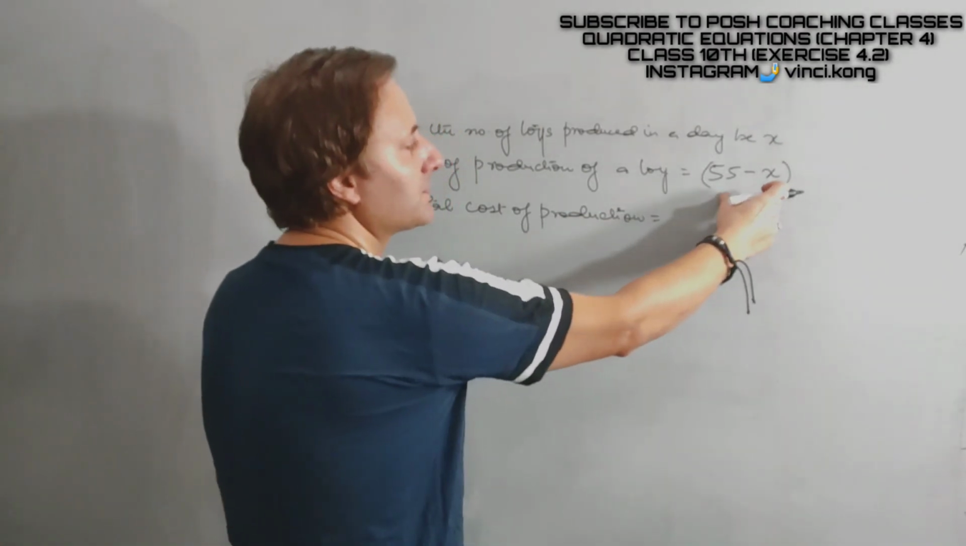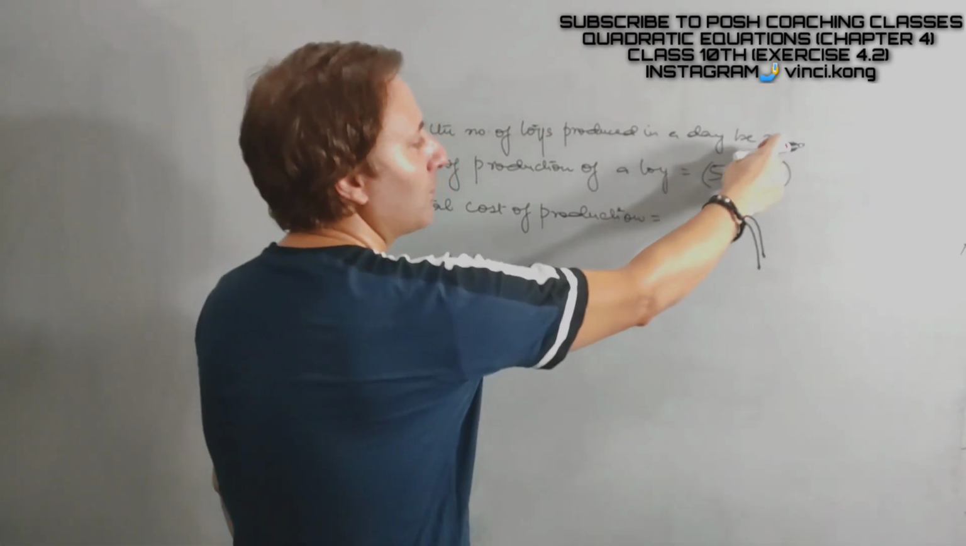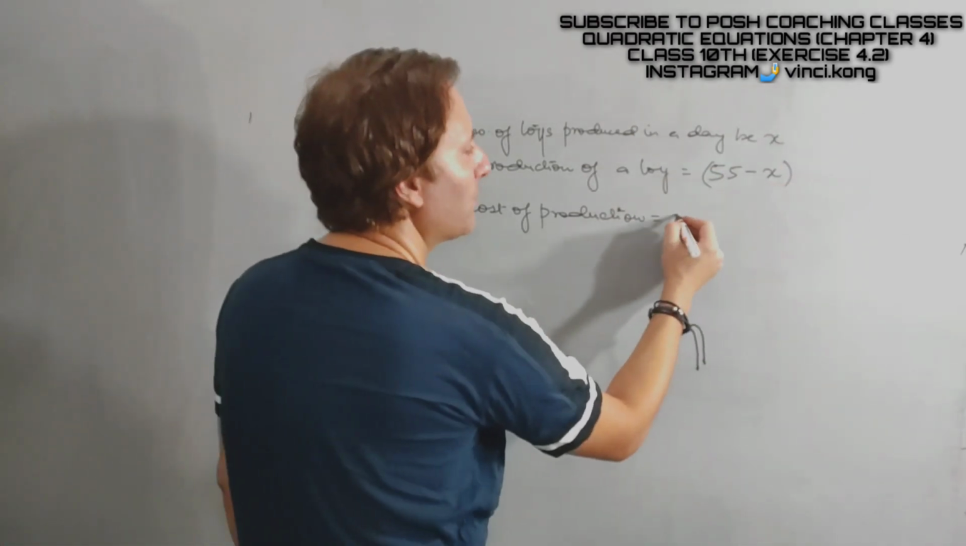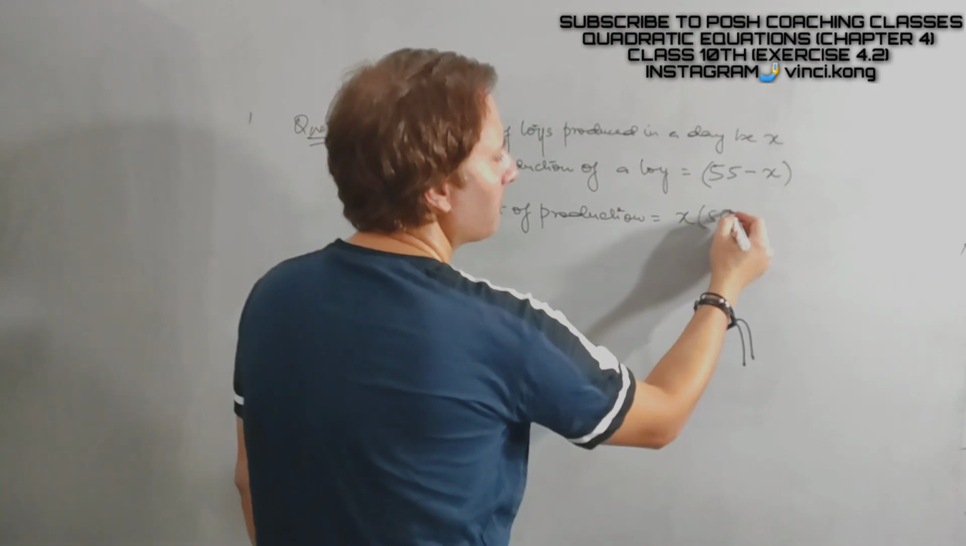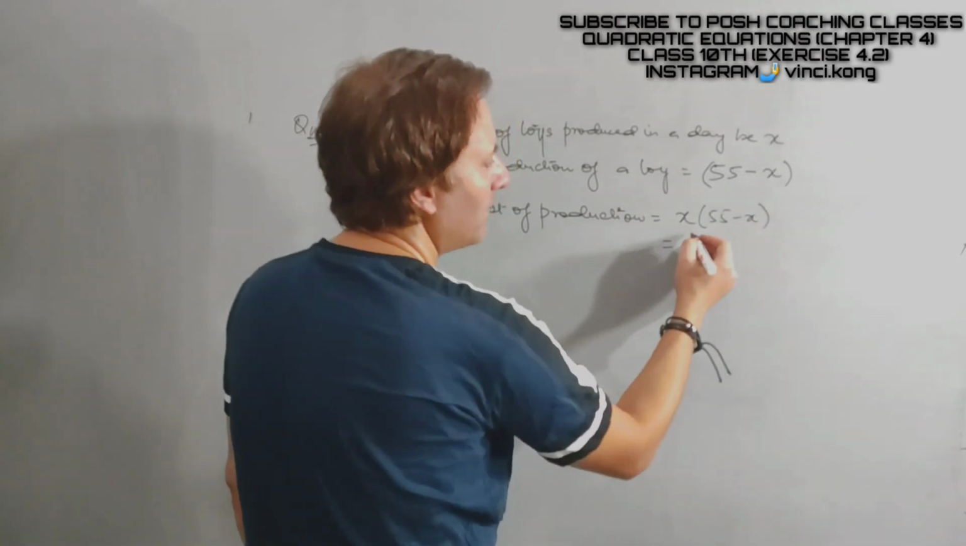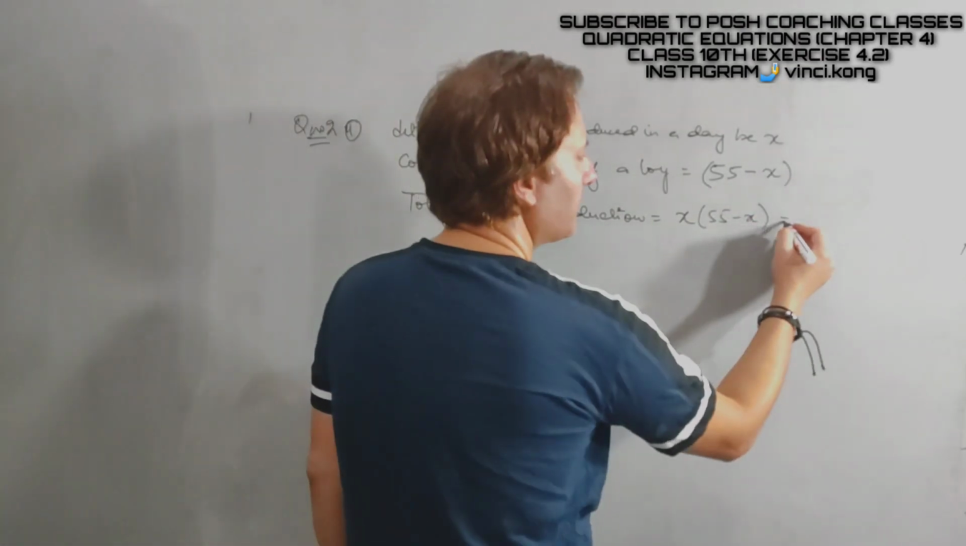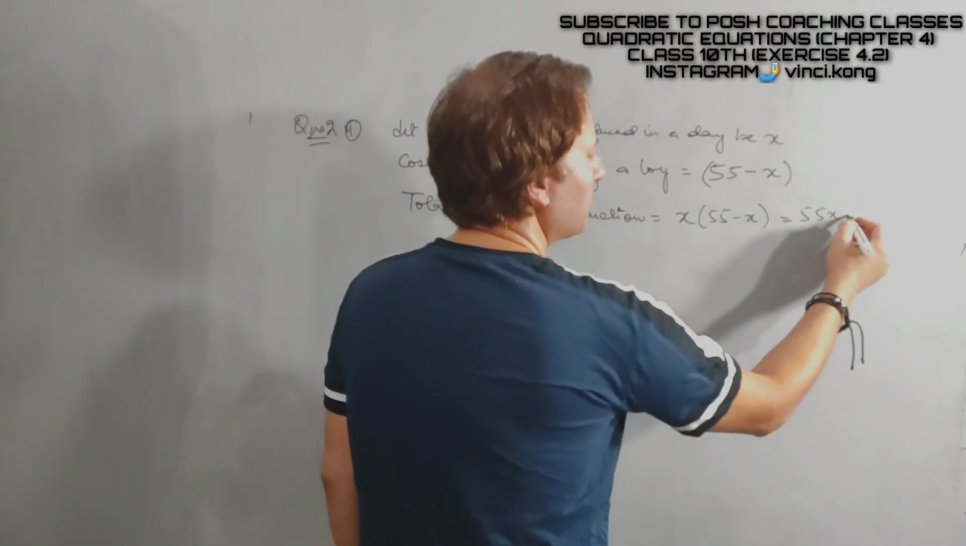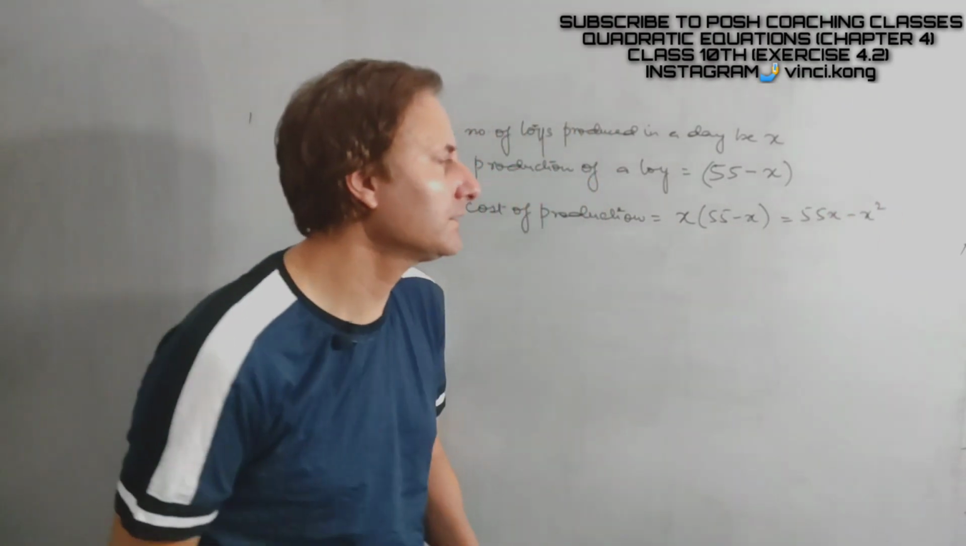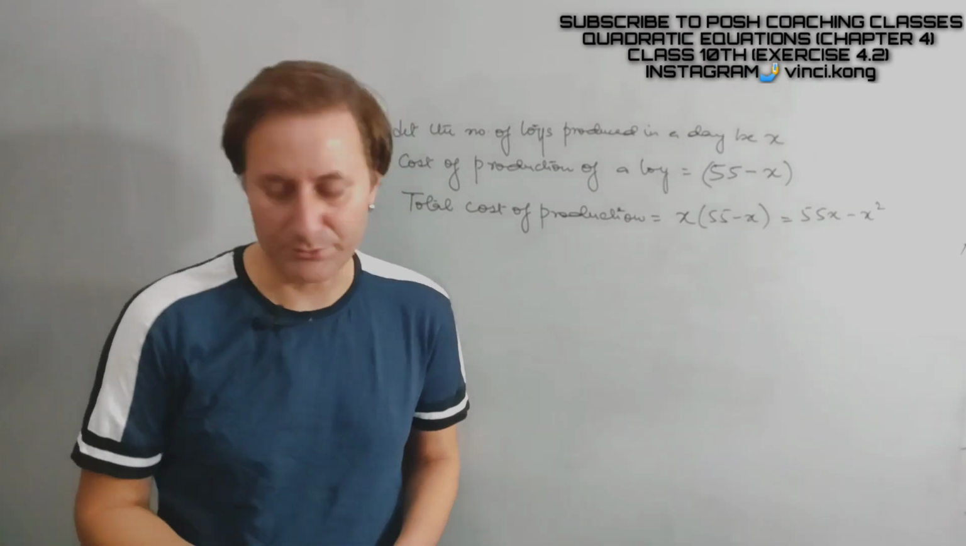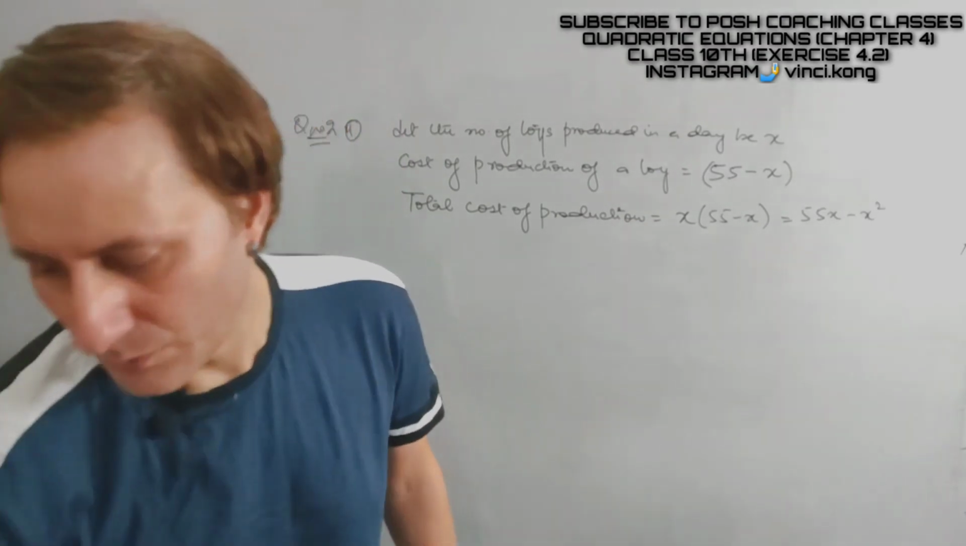So this is the cost of one tie, this is the production, so I'll multiply it. So what do I have? I have 55x minus x squared. Okay, 55x minus x squared. Now what next? What next does it say?